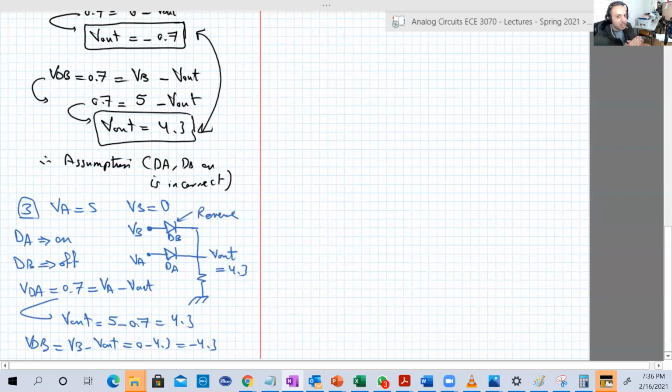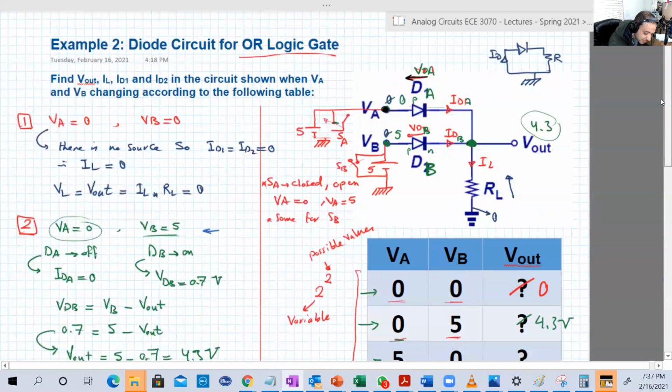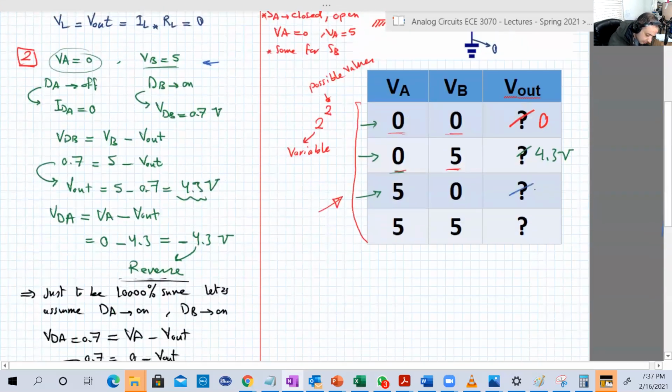We just switched positions. So when VA was 0, VB was 5, DA was reversed, and DB, diode B, was forward. Now, with VA equal to 5 and VB equal to 0, we just switched. So DA becomes forward, DB becomes reverse. And the final conclusion is that we have here 4.3 volt.